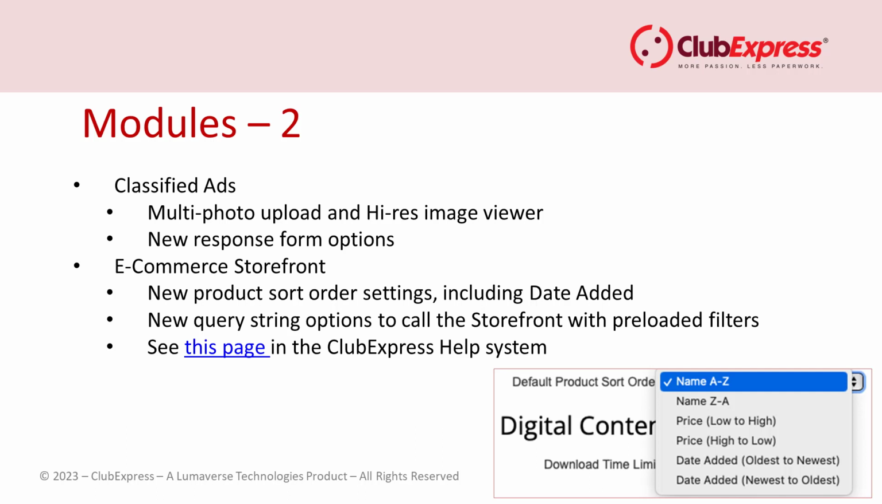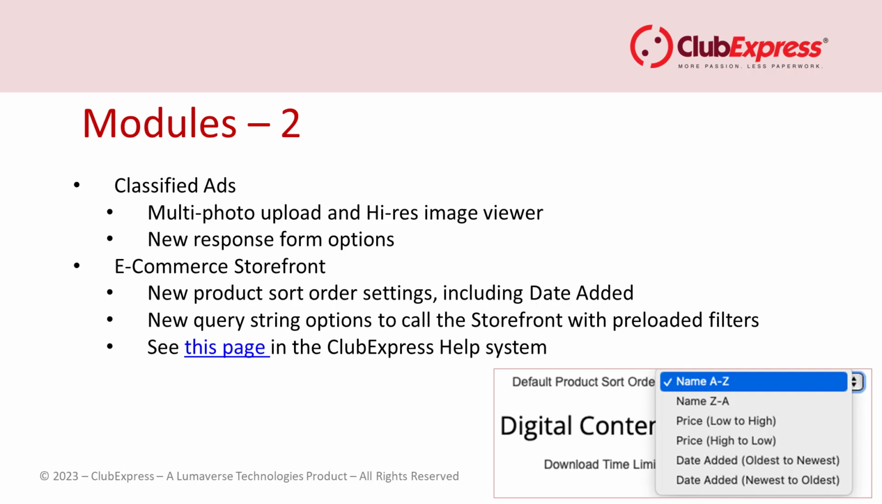We also have, and this is for more experienced users, some new query string options that allow you to call the storefront with preloaded filters. So, for example, if you've just added a bunch of new products, you might have a button or a link on the homepage that says, hey, check out all the new products in our clothing category, logo clothing for the club. And when people click that button, they can jump into the storefront and that category will already be selected.